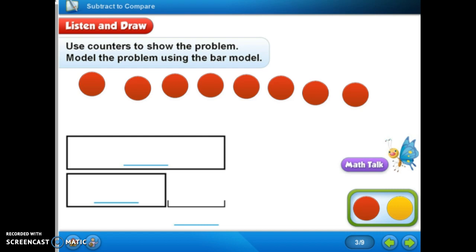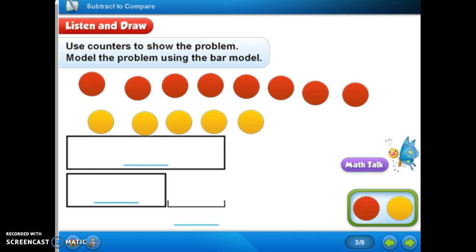Now we need to add how many puzzle pieces David has. I'm going to use yellow counters, but you can just draw circles right under Mindy's puzzle pieces. David has 5 puzzle pieces. 1, 2, 3, 4, 5. All right, this looks similar to what we did yesterday.